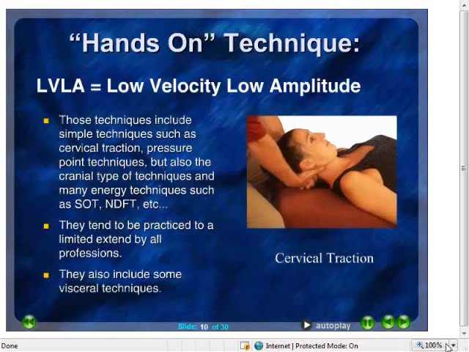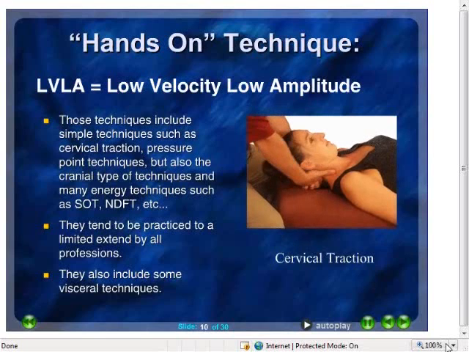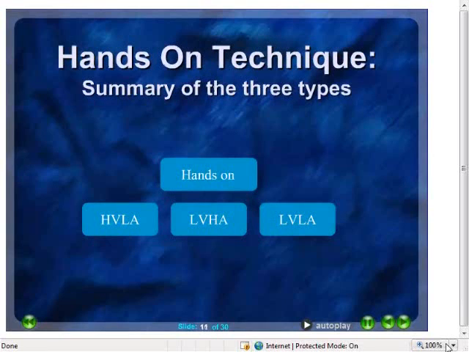LVLA, low velocity, low amplitude, consist of simple techniques such as cervical traction, pressure point techniques, but are also the cranial type of techniques and many energy techniques such as SOT, NDFT, etc. They tend to be practiced to a limited extent by all professionals. They also include some visceral techniques. To summarize, the three types of techniques include HVLA, LVHA, and LVLA.